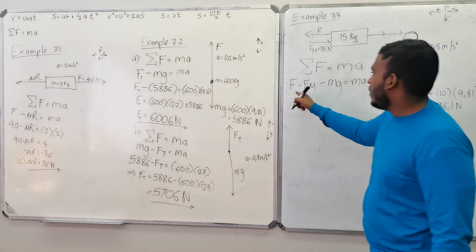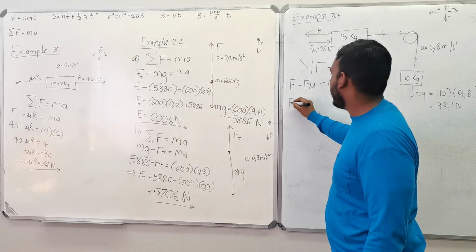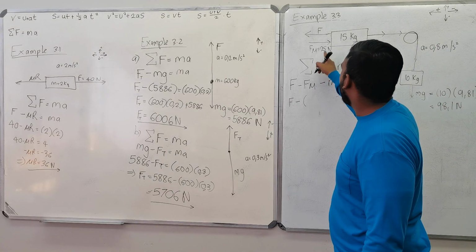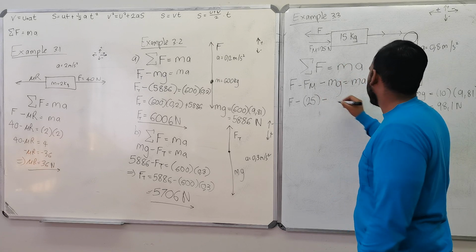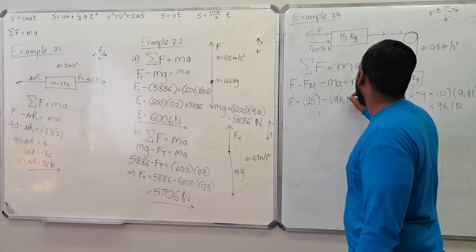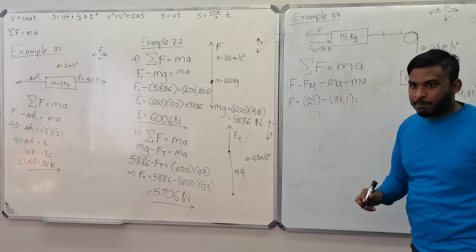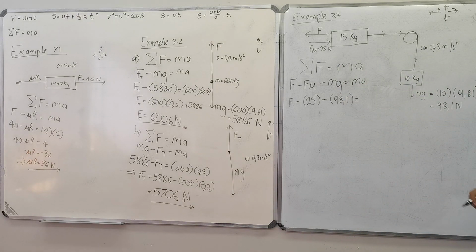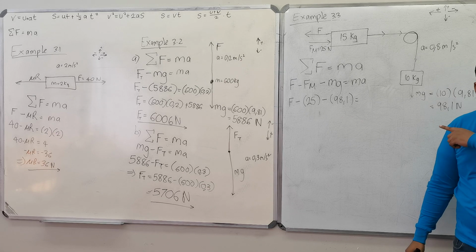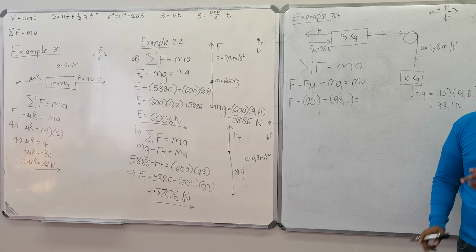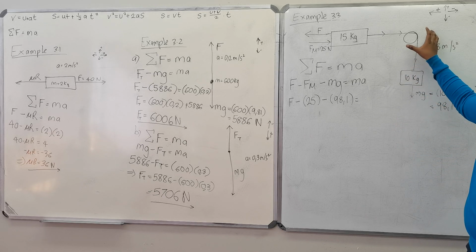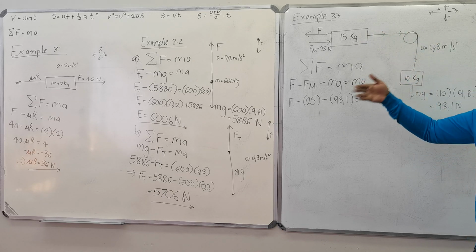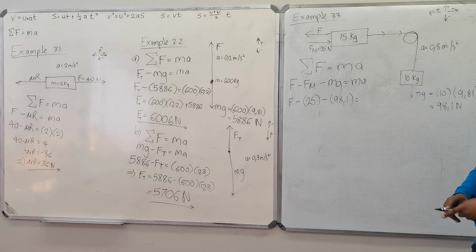Okay. We want to work on this. This is F minus. The value of friction is 25. The value of mg is 98.1. Your mass, what is your mass? It's going to be 10 plus 15, 25. And remember, on this end it's the acceleration of both the masses in the system.